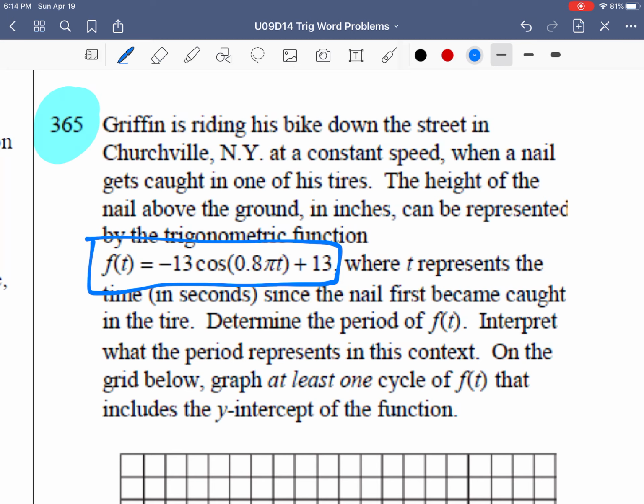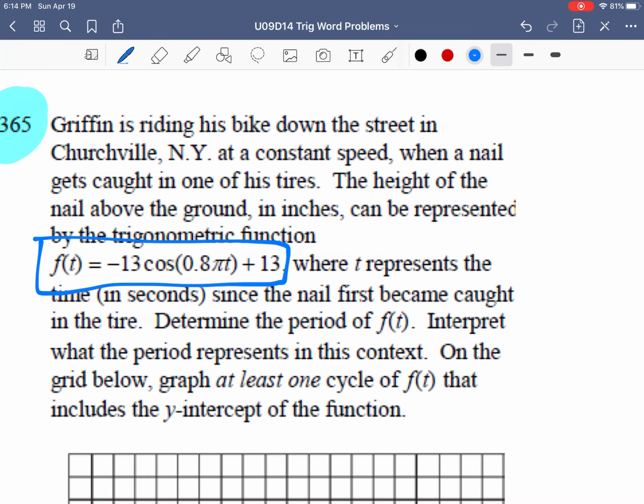Okay, so at 0 seconds, a tire has driven over a nail, and a nail has gotten stuck in this tire. So at 0 seconds, the height of the nail should be 0. So this graph should make a bit of sense here.